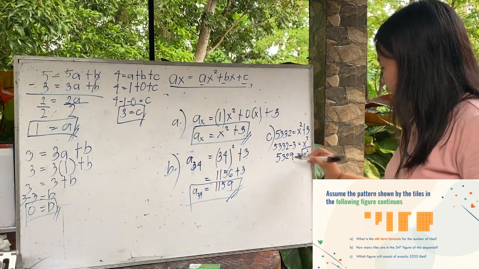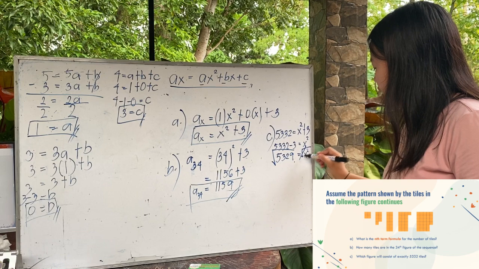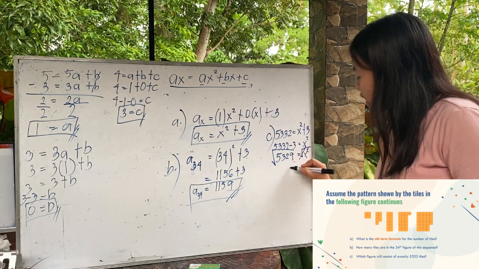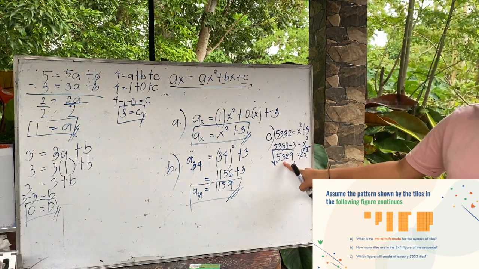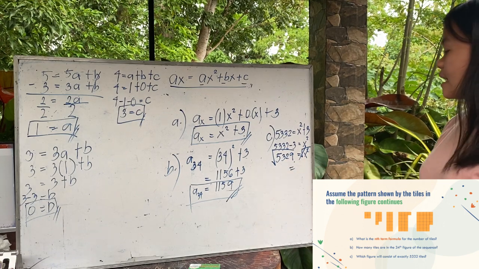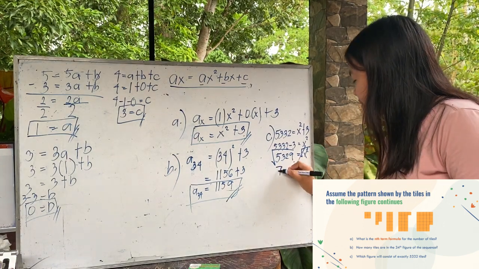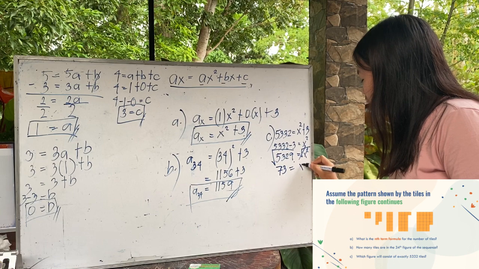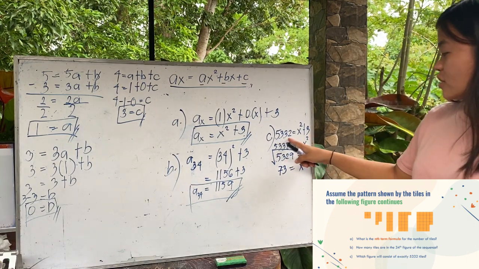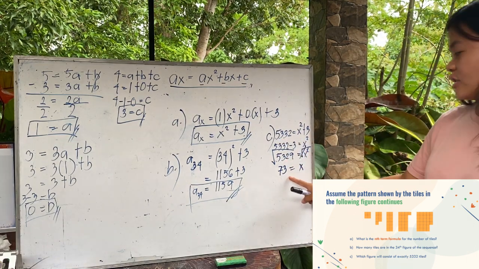So this is cancelled. Then the square root of 5,329 is 73. So this is our x. So 5,332 is our 73rd term.